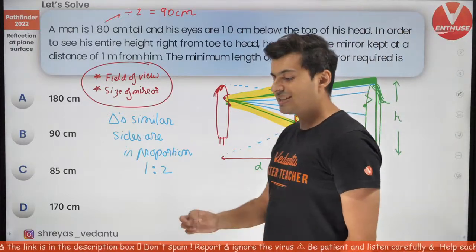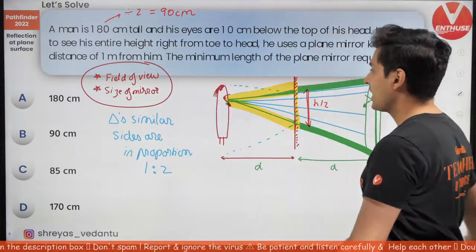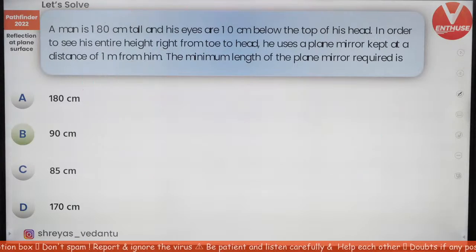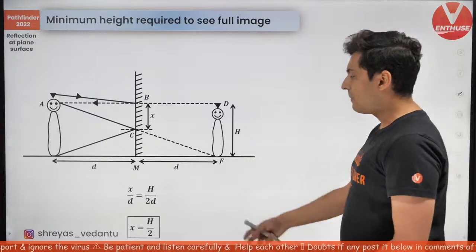Remember that. So you just need half of the mirror. Yeah, just SSS similarity, correct. Moving on to the next one, 90 centimeters was the correct answer. So I have put it up just for you.